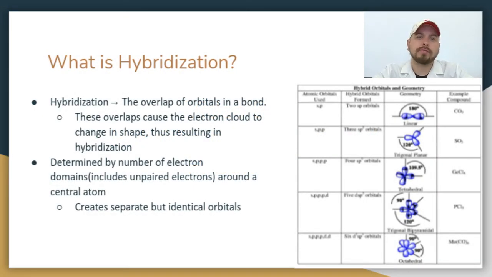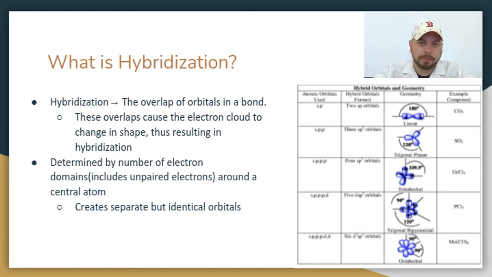Hybridization results from the overlap of orbitals within a bond. So when a bond forms, orbitals are going to overlap. And when those orbitals overlap, the electron cloud shape changes. Now we define orbitals based on their shapes. And so when the shape changes, we have to define it in a new way. We call this a hybrid orbital. Now, when we look at hybrid orbitals, they are predicated on the number of electron domains around a central atom. So each central atom has its own hybridization.